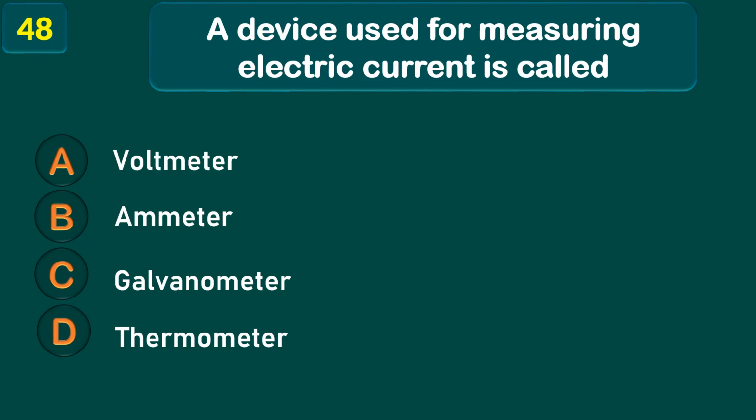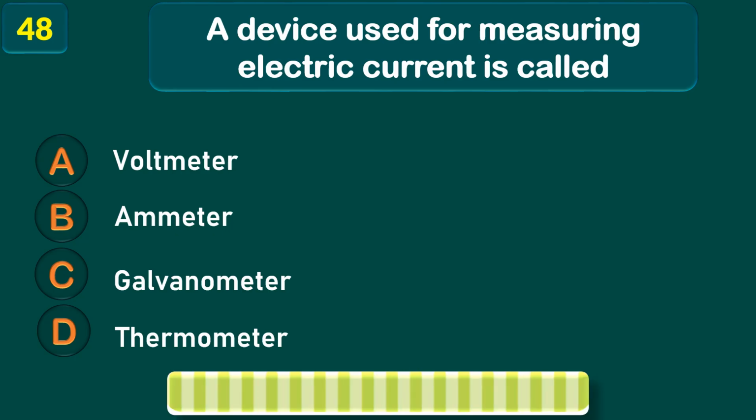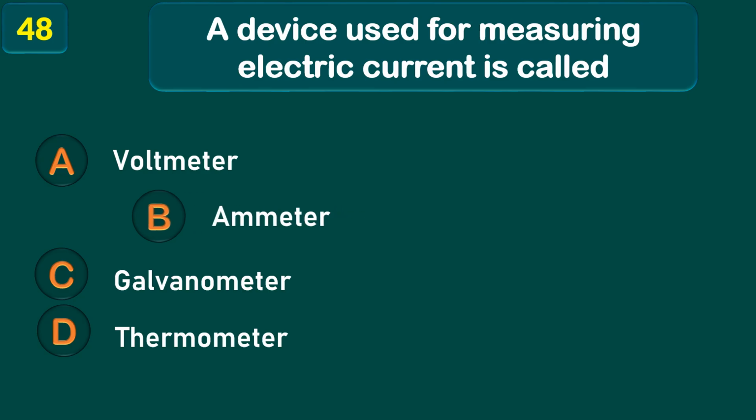A device used for measuring electric current is called A. Voltmeter. B. Ammeter. C. Galvanometer. D. Thermometer. Answer: B. Ammeter.